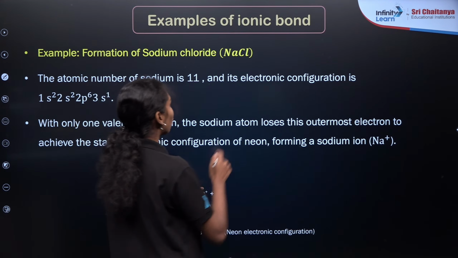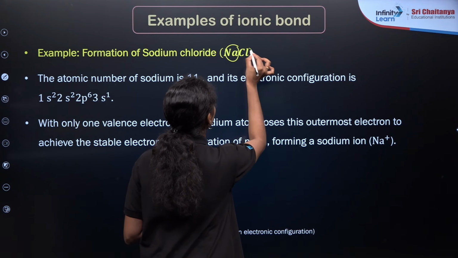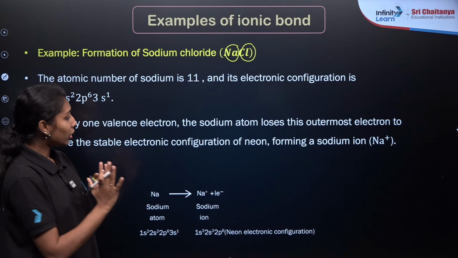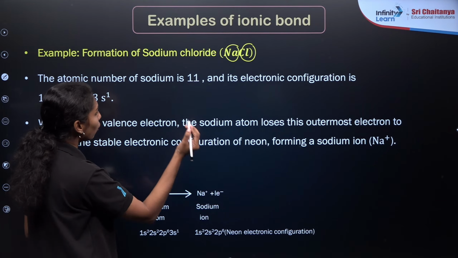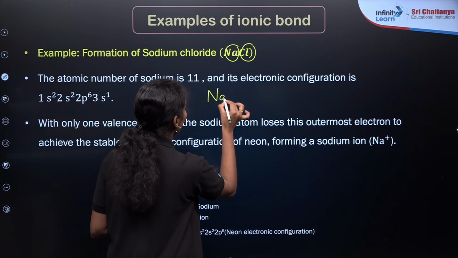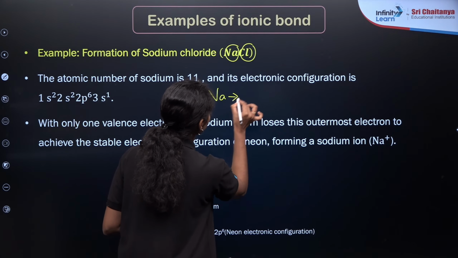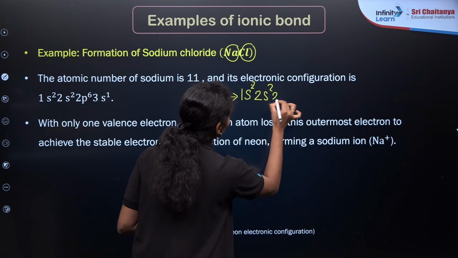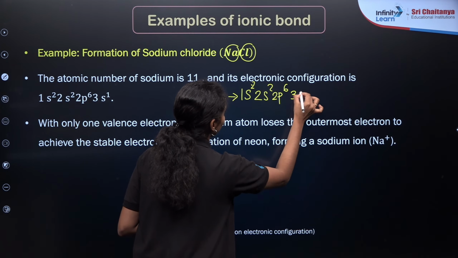In the case of sodium chloride, as we already know, sodium is our metal and chlorine is our non-metal, right? So obviously the metal will be losing electrons. So what will be the possibility here? Sodium, as we already know, has atomic number 11. So the electronic configuration will be 1s2, 2s2, 2p6 and 3s1, which is already given here, right?